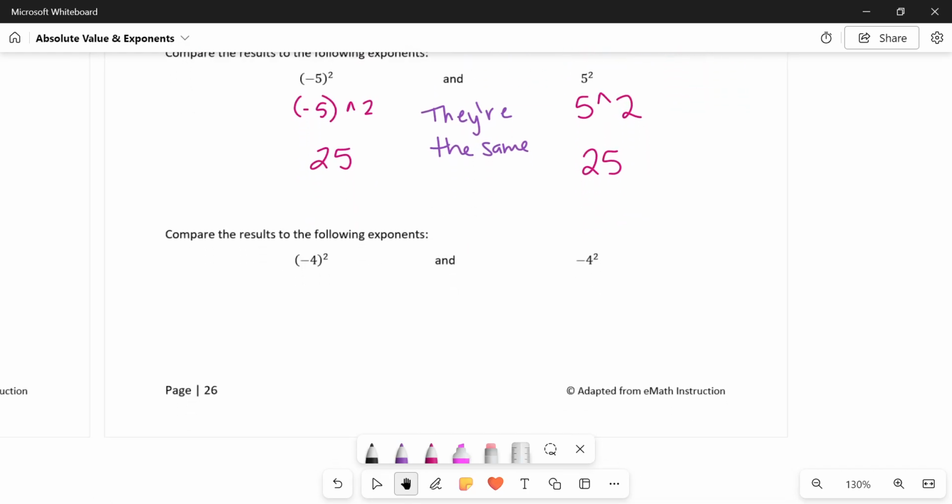So let's look at another example. So this time, they're both negative, but one negative's on the inside of the parentheses, and one negative is not on the inside. There are no parentheses. So we're going to type it in exactly how we see it. Parenthesis, negative 4, parenthesis, caret 2. We get 16. And this one, we're typing in negative 4, caret 2. And this time we get negative 16. This is why parentheses are so important. If you see parentheses, you type parentheses. So comparing these, they're different.